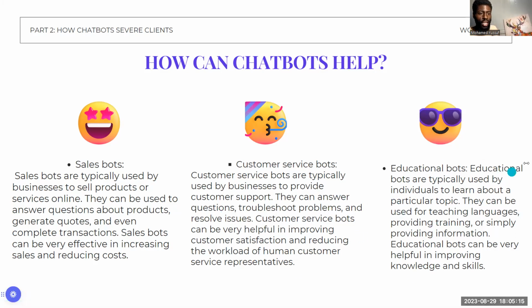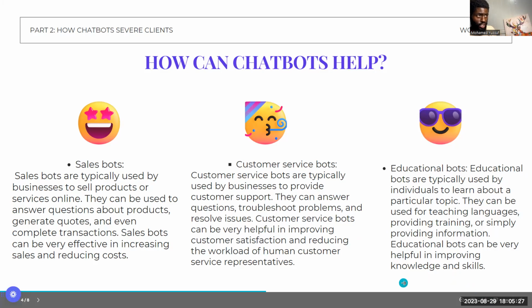And then the educational one. Educational bots are typically used by individuals to learn about particular subjects or topics. They can be used for teaching languages, providing training, or simply providing information. Educational bots are very helpful for improving knowledge and skills.